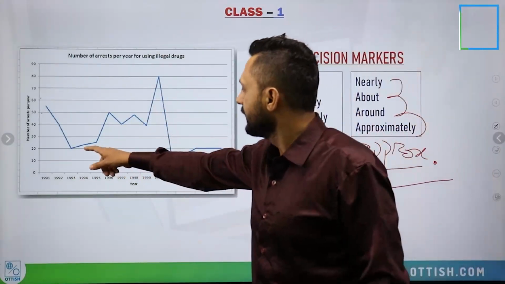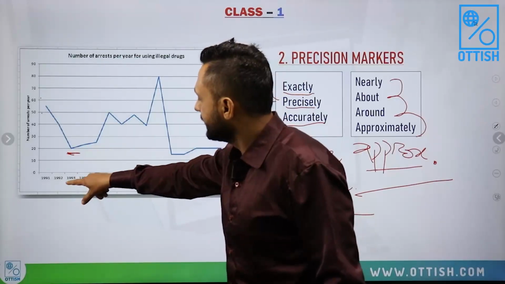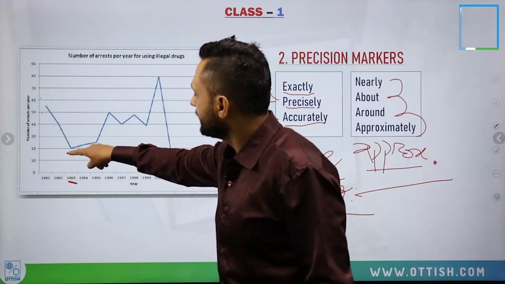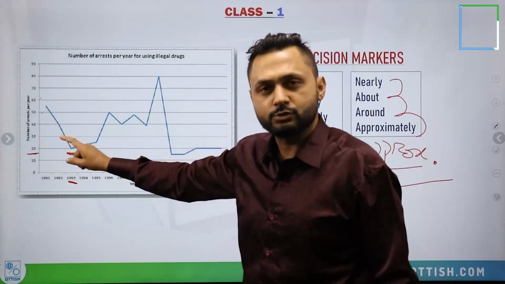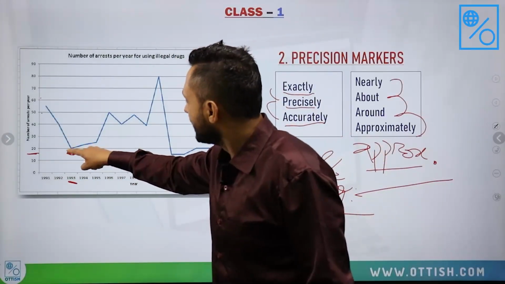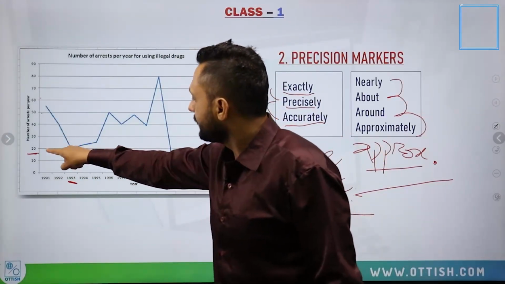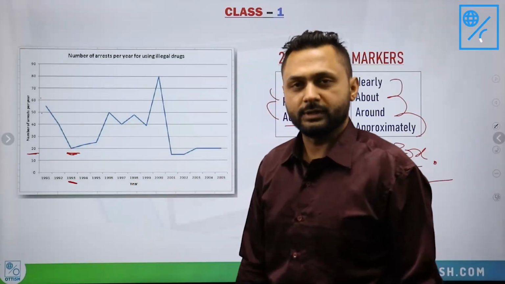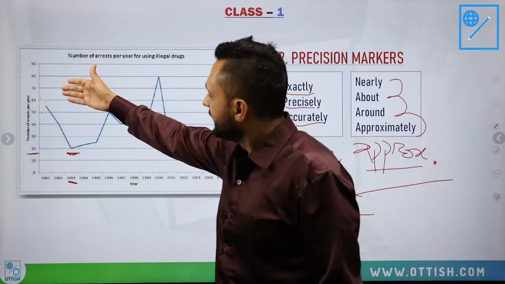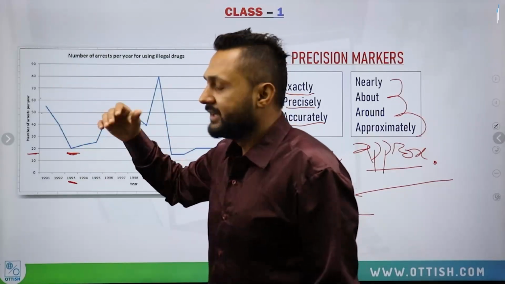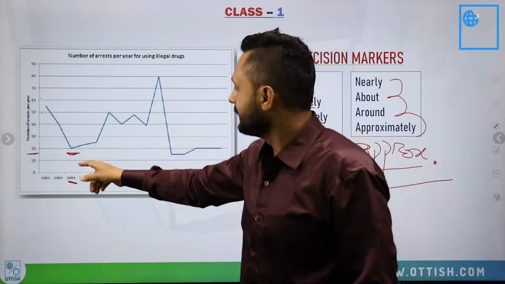What do we do here? Here we find that in 1993 the data is 20. So it is exactly 20 because this is touching the line. So while you talk about this, you must write that the number of arrests decreased in 1993, reaching exactly 20.